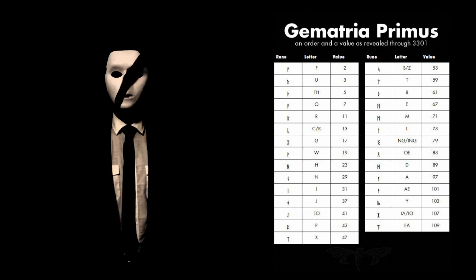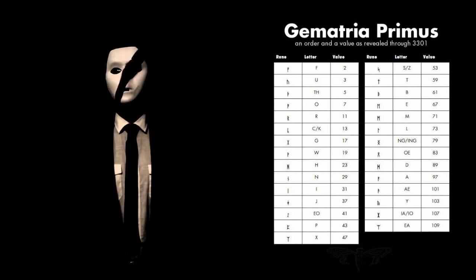Also, from the link, it will lead you to an anonymous Twitter account, which gives an image of a bunch of runes and values assigned to each rune. The rune images are called the Gematria Primus. This will come in useful very soon.